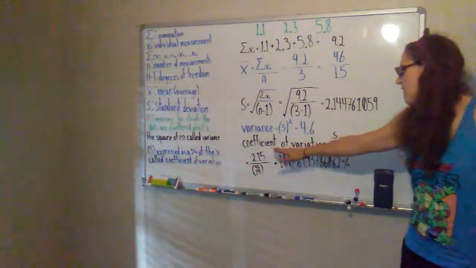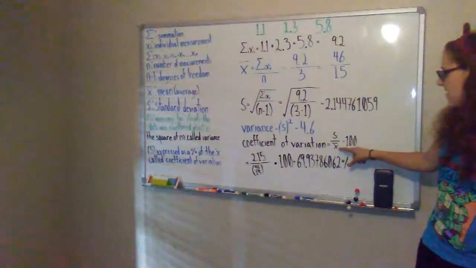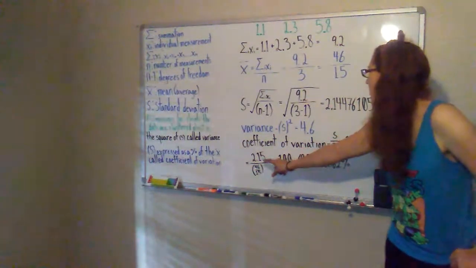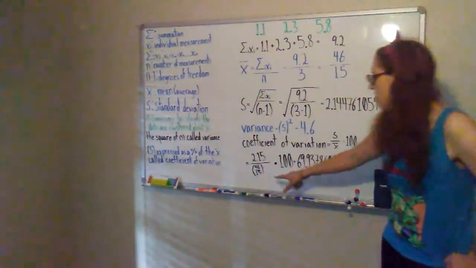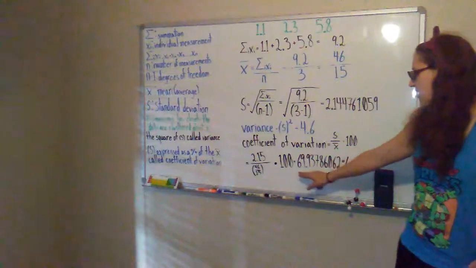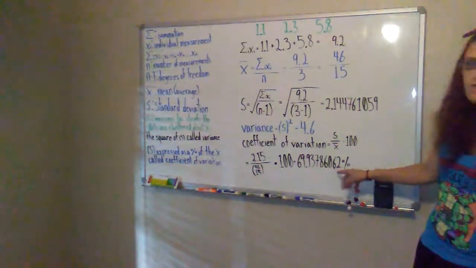The coefficient of variation is the standard deviation divided by the mean times 100, which gives us 2.15, the standard deviation, over 46 over 15, the mean, times 100 is 69.93786062%.